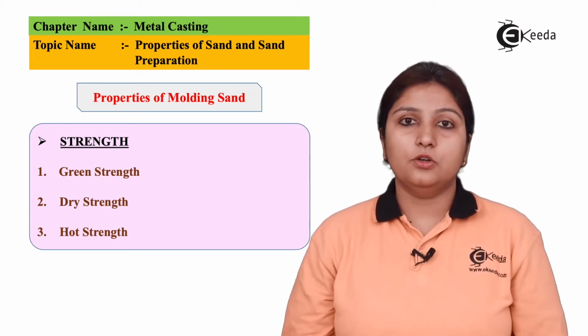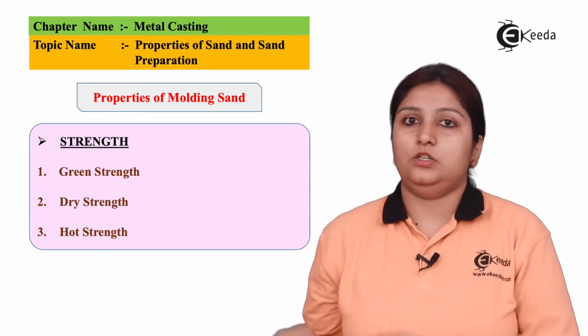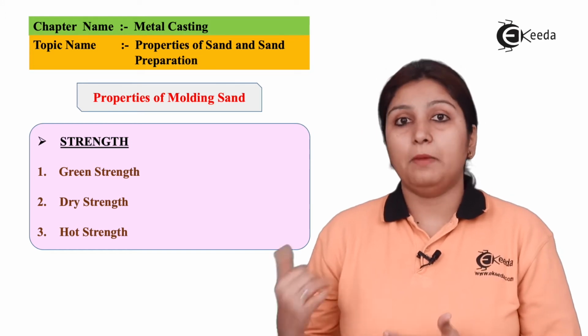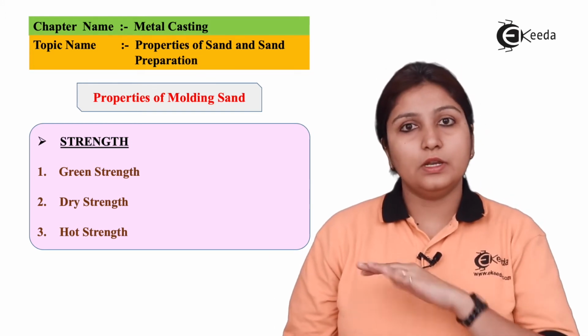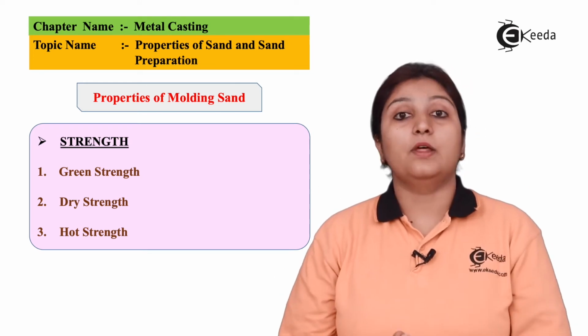Your sand should not get wiped away, or rubbed away, or washed away by your molten metal. So it should have high strength. So green strength is what? It's just high strength. Then we will come to dry strength.